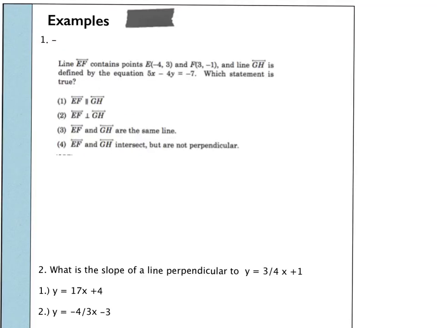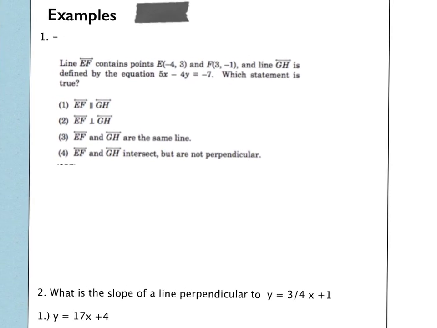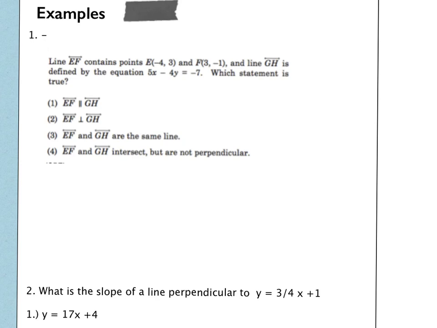Well, let's look at example 1. Example 1 says line EF contains points E, which is (-4, 3), and F, (3, -1), and line GH is defined by the equation 5x minus 4y equals negative 7. Which statement is true? Is EF parallel to GH? Is EF perpendicular to GH, where this symbol here means perpendicular? Are line EF and line GH the same line? Or do EF and GH intersect but are not perpendicular?